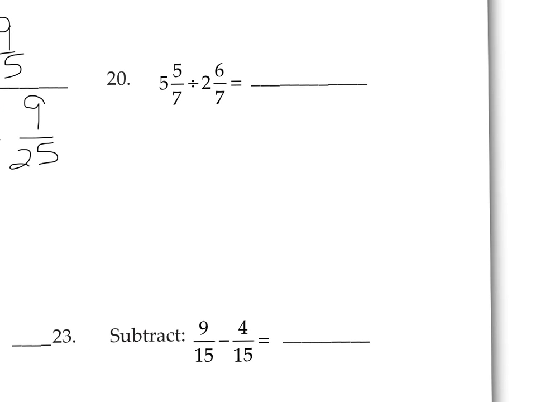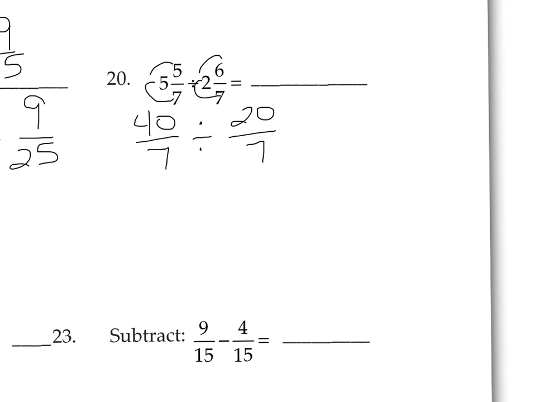Just like in multiplication, you cannot divide mixed numbers. You have to first change them to improper fractions. So multiply, then add. 7 times 5 is 35, plus 5 is 40. So we have 40 over 7. I'm going to keep the divide for right now. Multiply, then add. 7 times 2 is 14, plus 6 is 20.